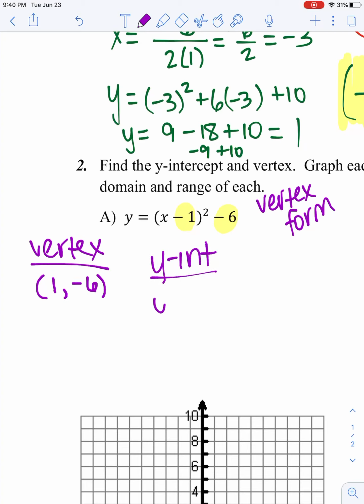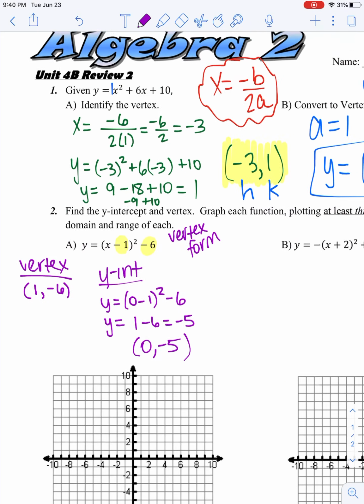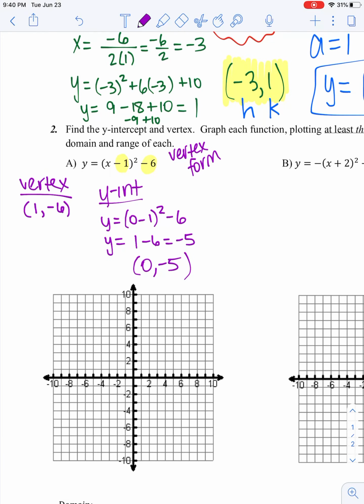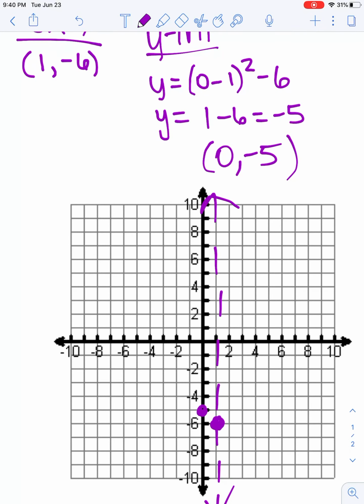So y-intercept, I have to do a little bit more work. For the y-intercept, I have to plug in a 0 for x and simplify. So I get negative 1 squared, which is 1, minus 6, which is negative 5. All right, when I graph the vertex 1, negative 6, make sure you're drawing your axis of symmetry, the vertical line, through that point. That's your line of symmetry where it should be the same on both sides. Your y-intercept is 0, negative 5. That point reflects over to the other side, and you have at least 3 points to connect.